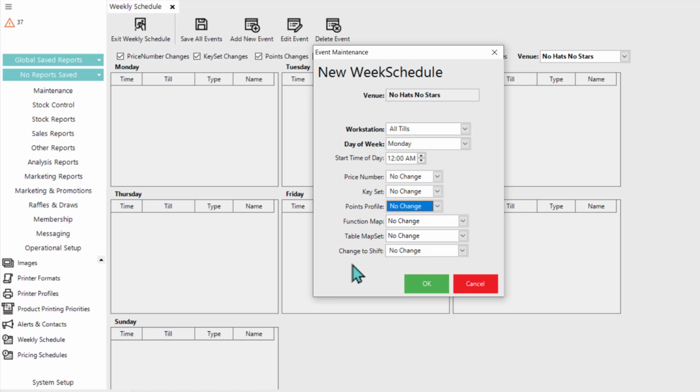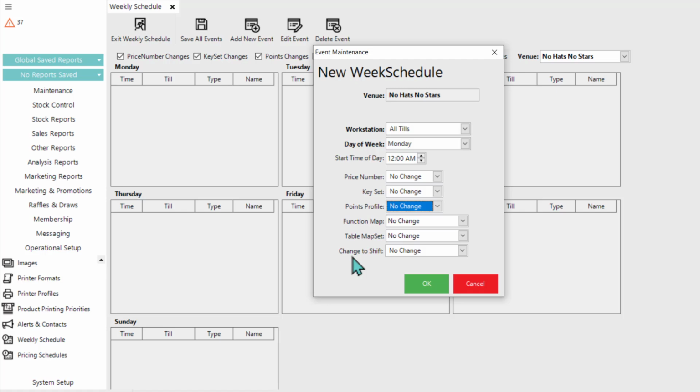So we've got the till level default points earn profile that's normally set to a particular points profile, but maybe there's an evening that a certain product sort needs to earn triple points or something like that, we can set that up temporarily.